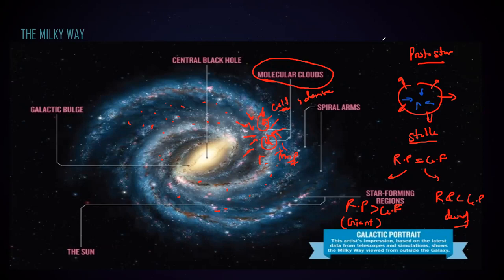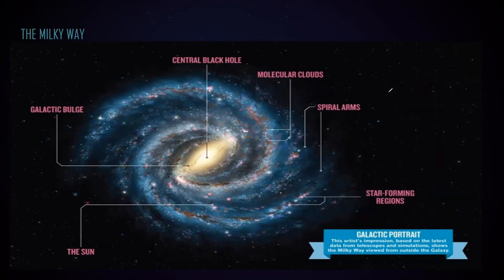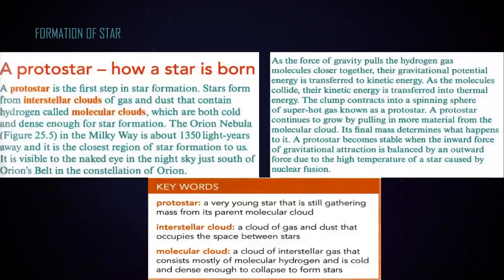And the size of a star mainly depends on the core temperature. If the core temperature increases, the radiation pressure will also increase and the size will increase. If the central core temperature of a star decreases, the radiation pressure decreases and the size of the star will also decrease. So that's how the formation of a star happens.